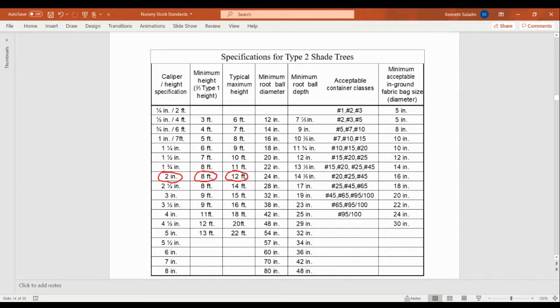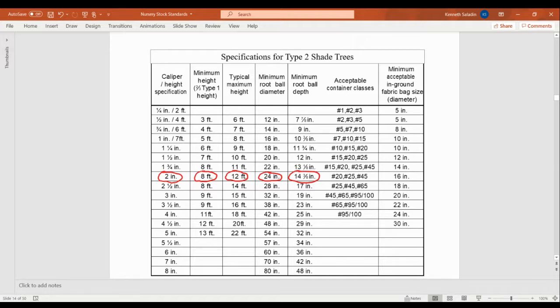Okay, here's some interesting information. So this is saying that if you're going to sell this tree as a balled and burlap tree that you're going to dig out of the nursery field, this table is telling us that the tree should have a minimum root ball diameter of 24 inches. And that the depth of the root ball should be about 14 3/8 of an inch deep.